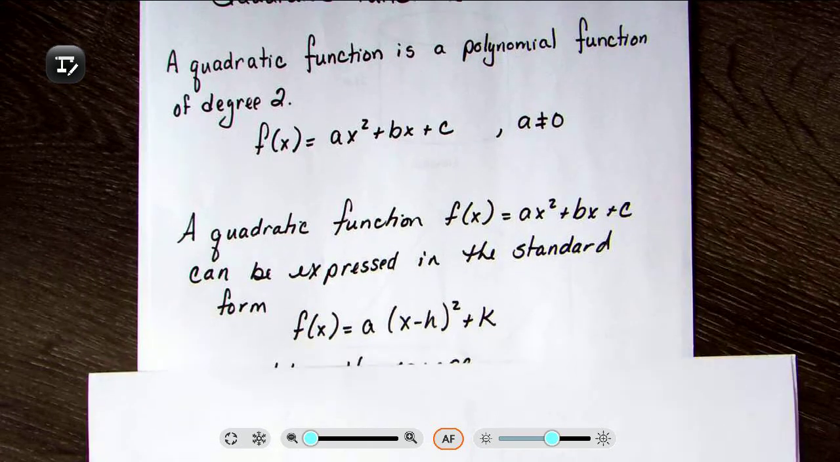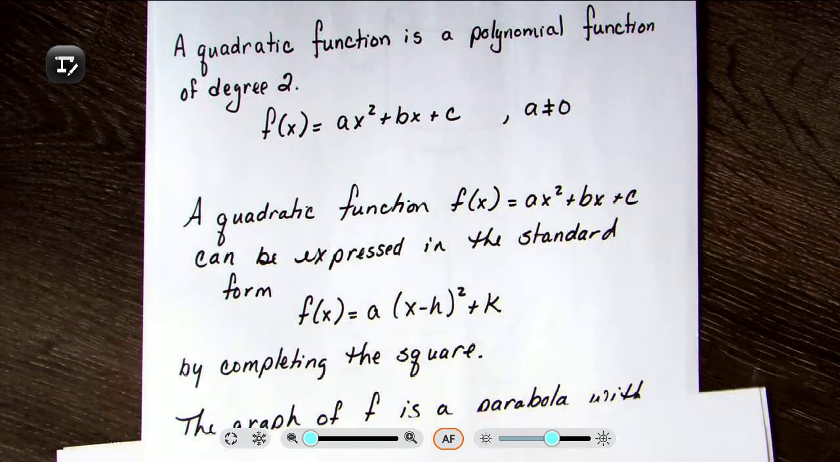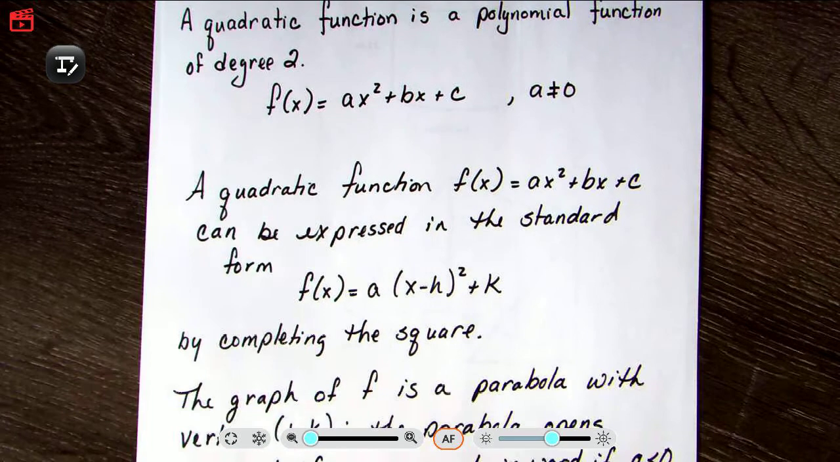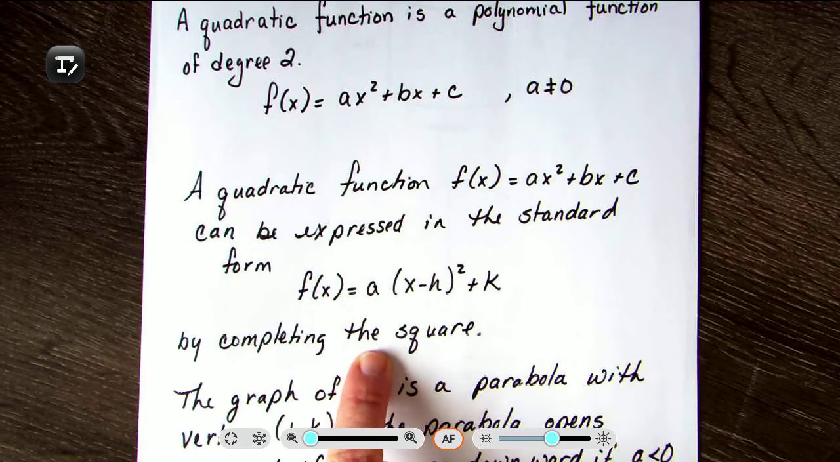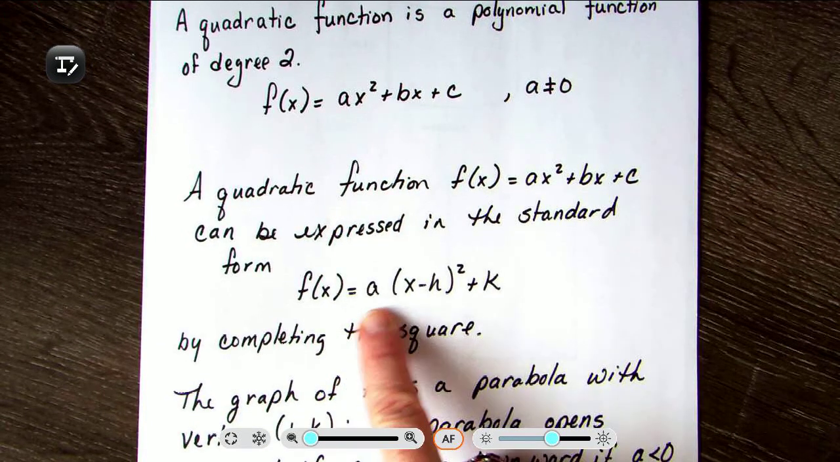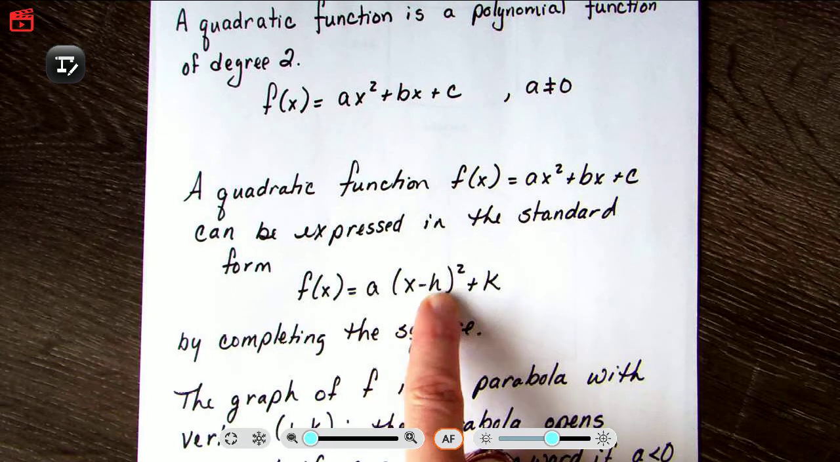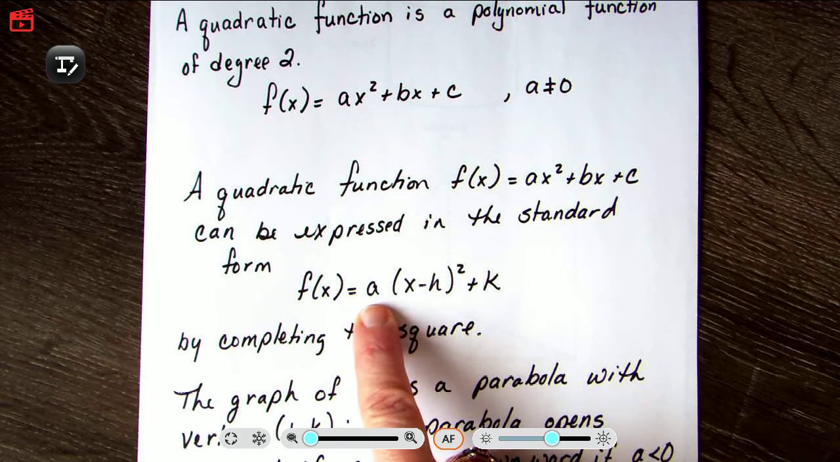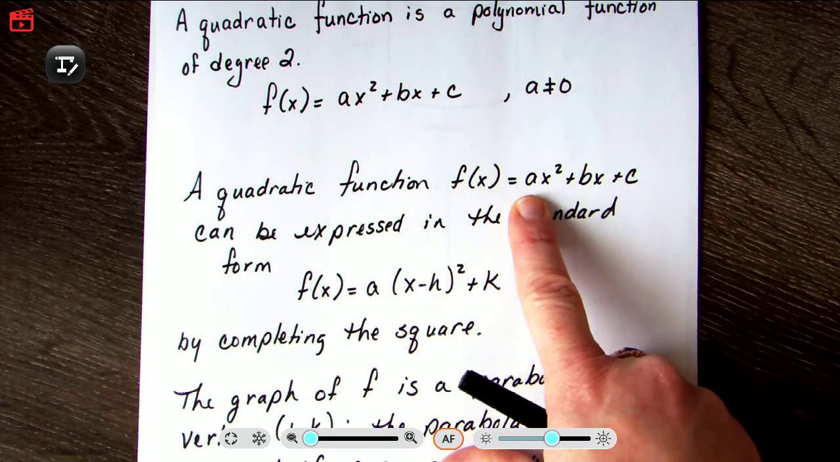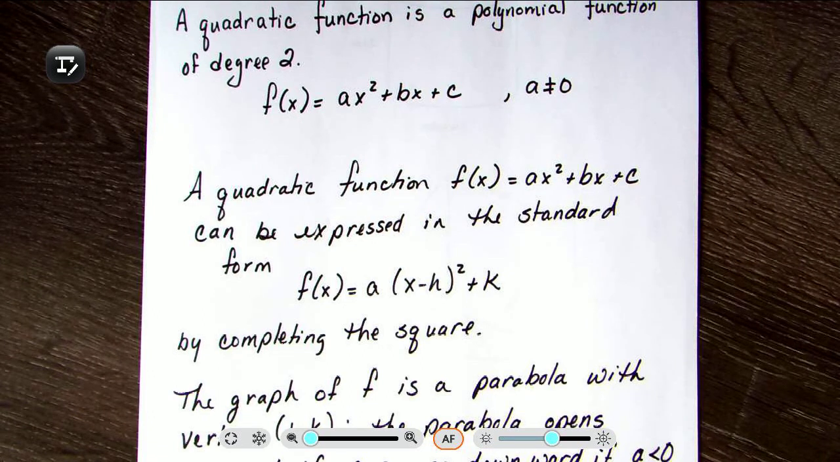A quadratic function, and this will be some of the pieces that we're going to go through, is, again, of this form, ax squared plus bx plus c. And we can, through some completing the square, get it into the form that looks like a times x minus h squared plus k. And this is considered to be our standard form. I will point out that this a and this a are the exact same number.